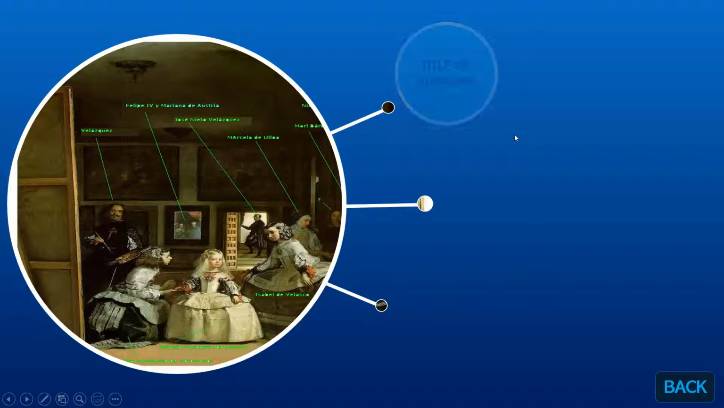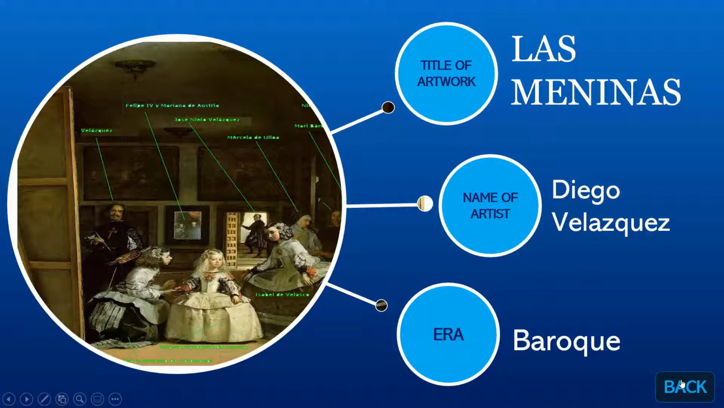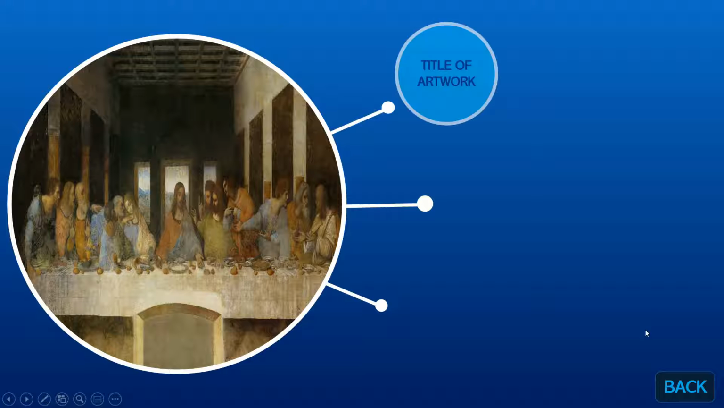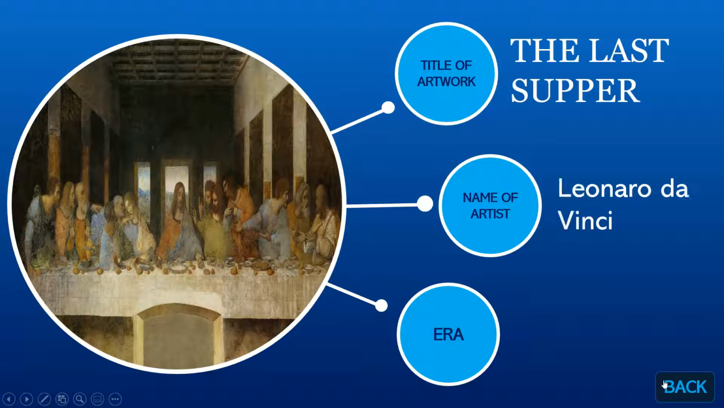Next picture. What is the title of artwork, name of artist, and era? This artwork is called Las Meninas by Diego Velázquez, and it is from Baroque period. Last picture. What is the title of artwork, name of artist, and era? This artwork is called The Last Supper by Leonardo da Vinci, and this is from the Renaissance period.